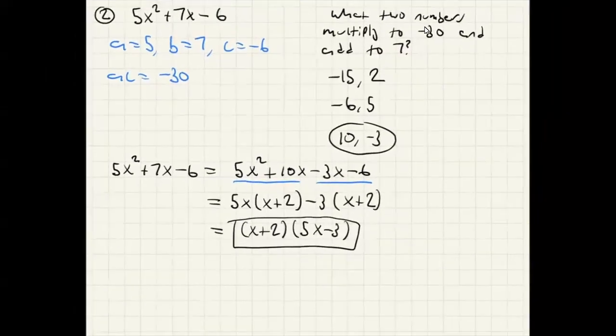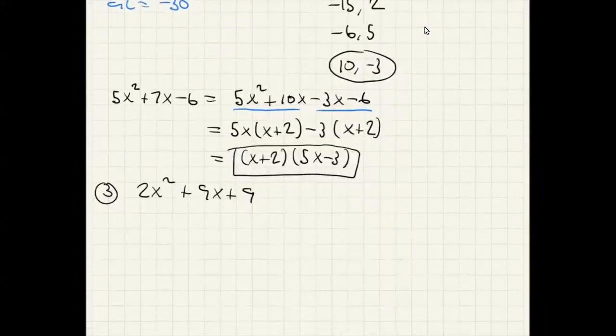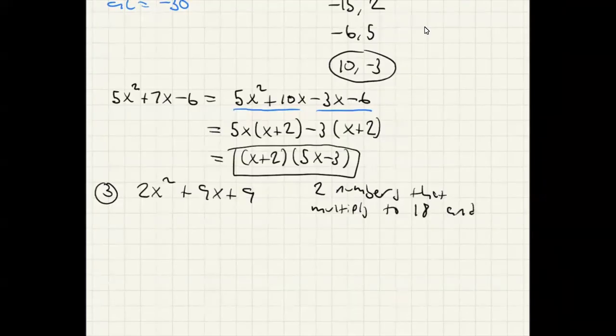Do even another one maybe. Let's do one more example. We could do 2x squared plus 9x plus 9. So we want two numbers that multiply to 18 and add to 9. 18 because that's what a times c is, and add to 9 because that's what b is.